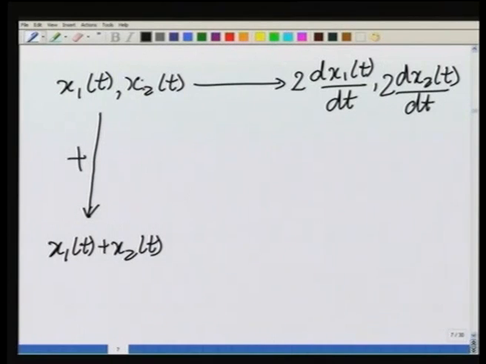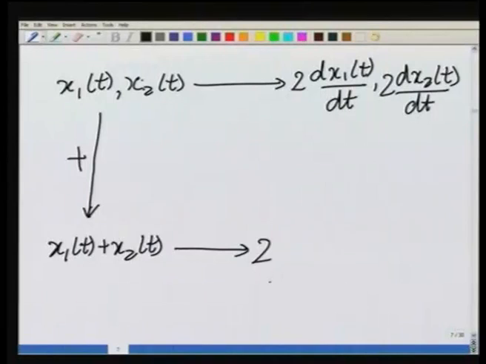Now, there are two things to do. First, check the output when the input is x1(t) plus x2(t). That is very straightforward, because we know what the system does. The system differentiates the input and scales this result by a factor of 2. So, what we have now is 2 times the time derivative of x1(t) plus x2(t), which is 2 d/dt of (x1(t) plus x2(t)). This is what we get going by this path of adding first and applying the system later.